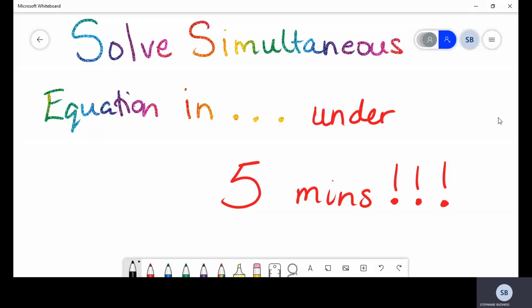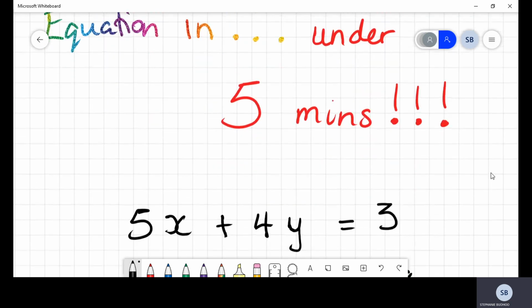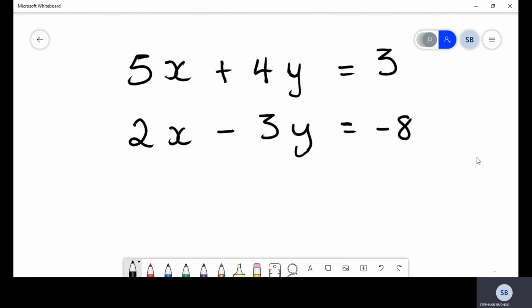Hi students, so today I'm going to show you guys how to solve any simultaneous equation with two unknowns in under 5 minutes. That's right, you heard me. Let's continue watching. So here is a typical example of a simultaneous equation involving two unknowns, x and y.